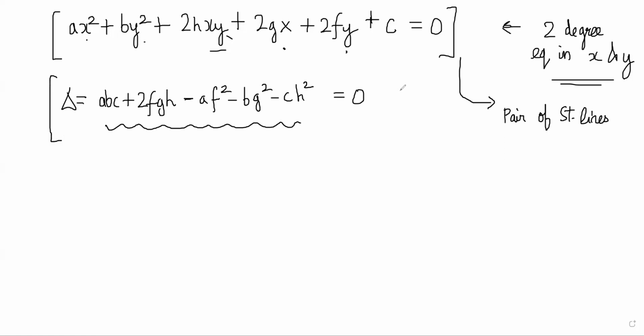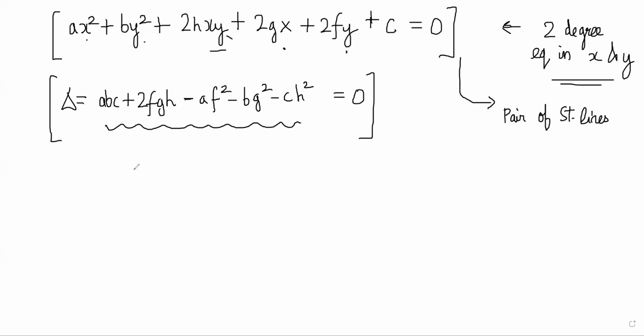Yes, sir. Suppose you take a1x plus b1y plus c1 equals 0 into a2x plus b2y plus c2 equals 0. Then you multiply it out, you will get some equation. Then you can compare the coefficients, you get a few quadratic equations. If you solve, you get this condition.